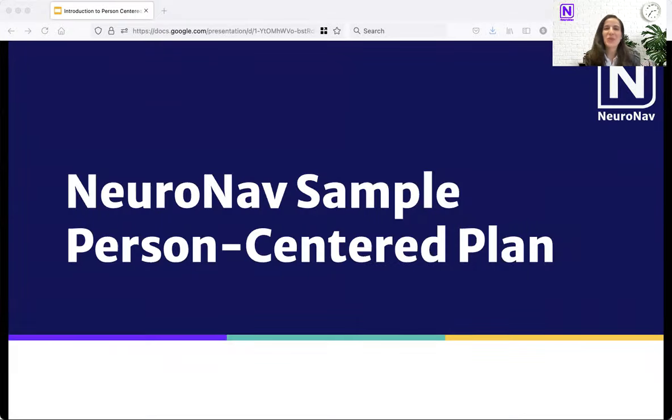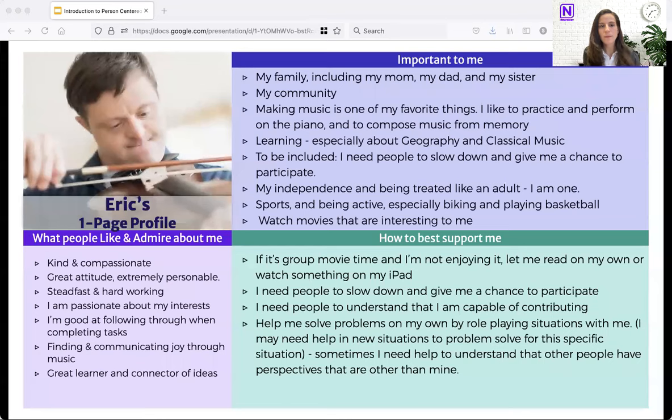So now that you know what the process will look like, what is your person-centered plan going to look like? I'm going to show you an example of what it might look like in the end, but remember, we'll tailor this plan to what you really need. We always start with a one-page profile.